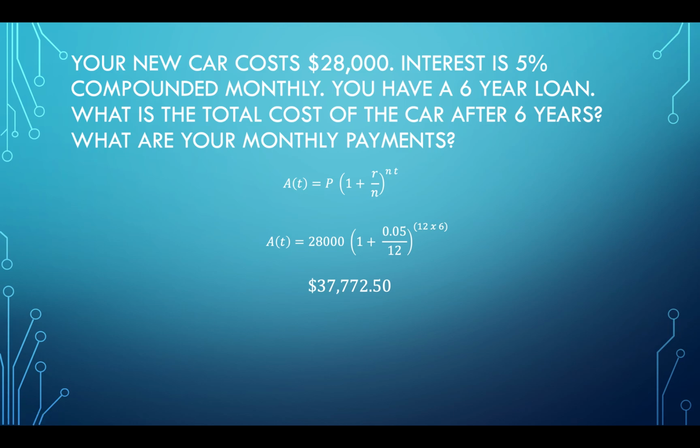And at the end, once we plug this all into our calculator, we get $37,772.50. So basically what this is meaning, your sticker price on your car is $28,000. At the end of 6 years, you've paid a little under $38,000 for your $28,000 car. So pretty much the bank is making that extra money.